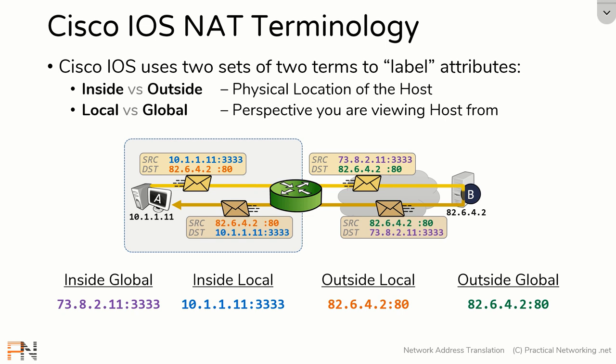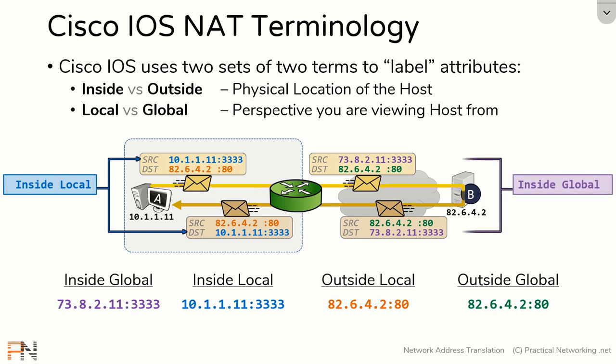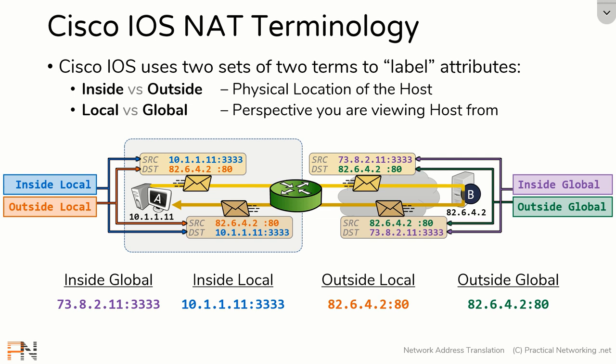We use this to identify the inside local address, which was translated to the inside global address. Again, both of them are IP addresses which belong to host A. One of them is as it's viewed locally versus globally. And we also identified the outside local address and the outside global address.